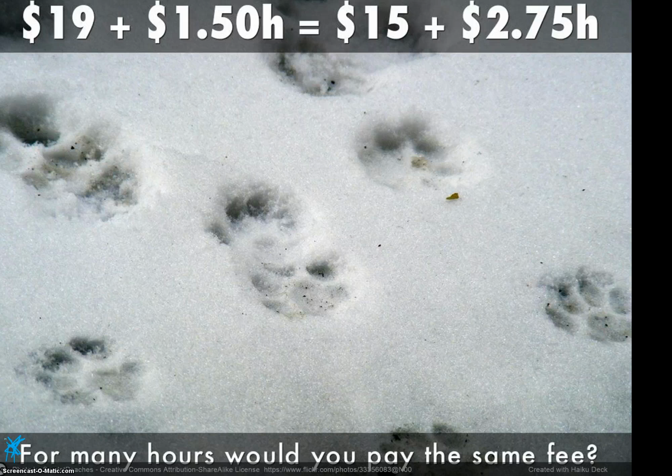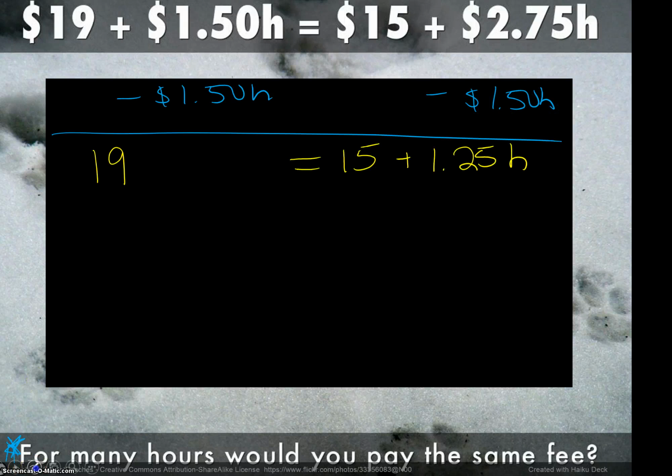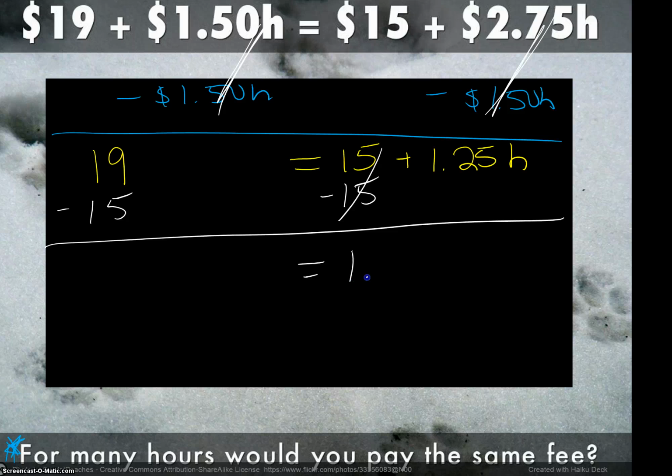You start the same way. You start by getting all your numbers on one side and your variables on the other. So I'm going to start by subtracting $1.50 times h from both sides. I started by getting rid of that $1.50h on both sides. So I got 19 equals 15 plus $1.25h. And as long as I remember money needs to go back in, since it's actually asking for hours, I don't need my money symbols anymore. So I'm going to subtract 15 from both sides to get rid of that 15.